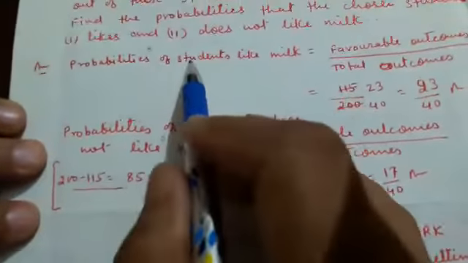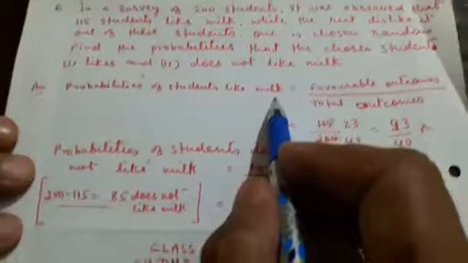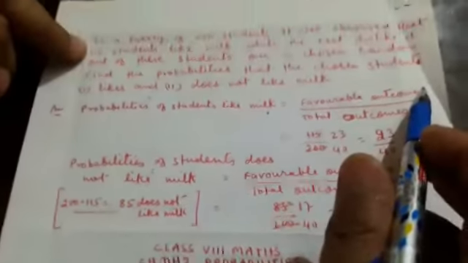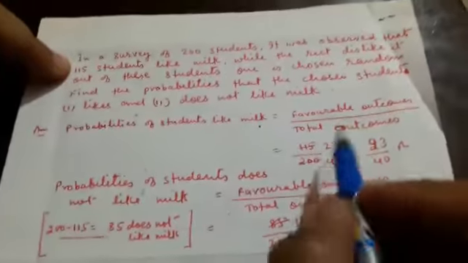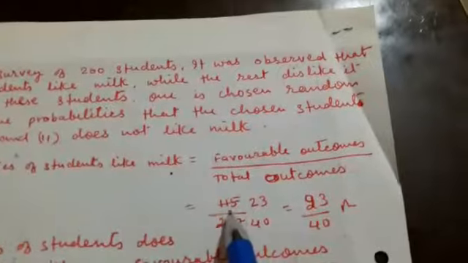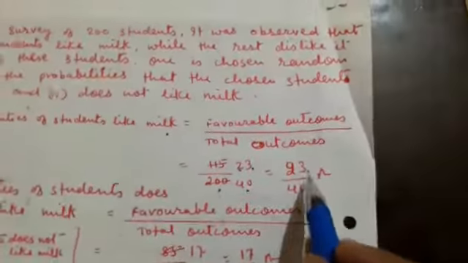Let us find out. First part, probability of a student who likes milk. How many students like milk? 115 students like milk. So favorable outcomes is 115 upon total outcomes, 200. Now children, we will divide both the numerator and denominator by 5. 5 2s are 10, 5 3s are 15, 5 40s are 200. So 23 upon 40 will be our answer.